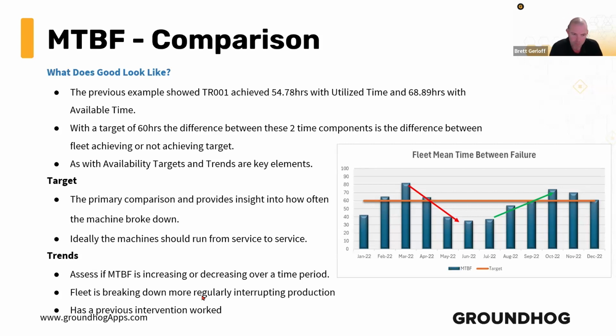From a trend perspective, same as availability, we look if it's increasing or decreasing over time. That just tells us if it's interrupting production more or less, and it similarly lets us know if any of our interventions that we've put in place have had a positive or negative result.